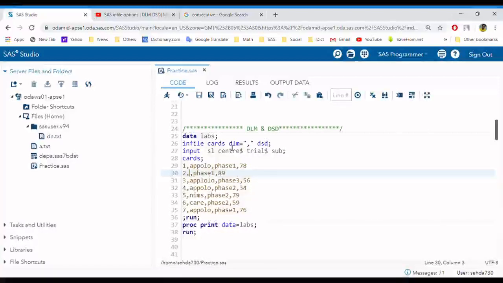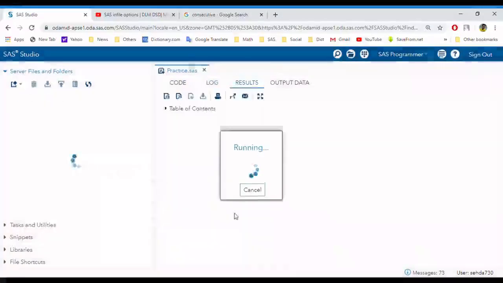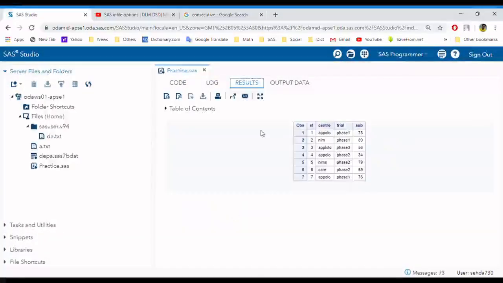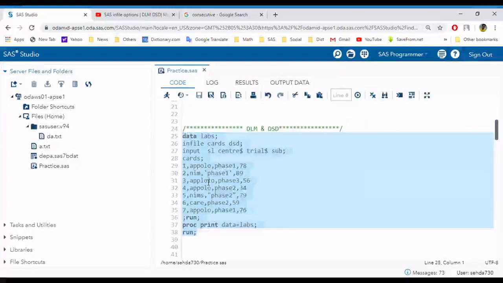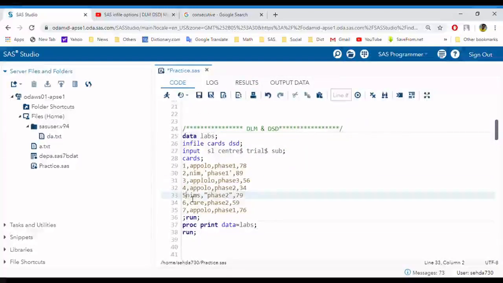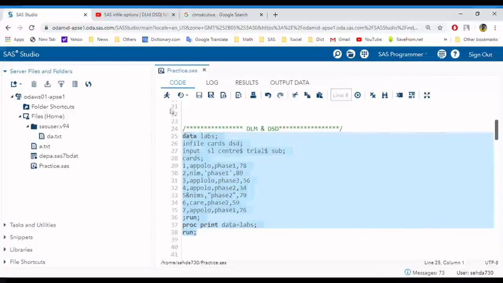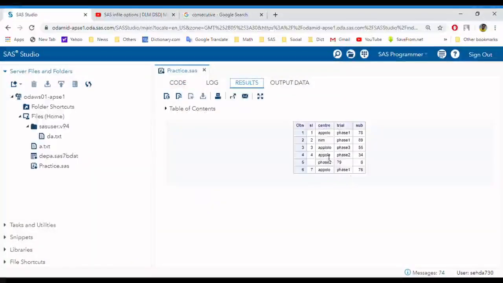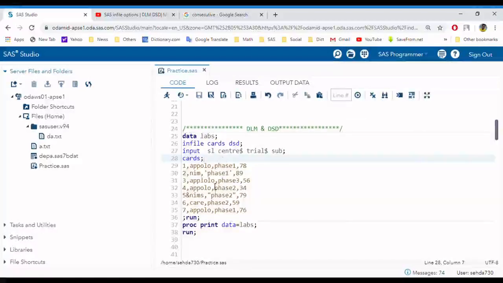So when can we use DSD without DLM? We can use that when we have only comma as a delimiter. For example, we have a comma over here, name. Will DSD be able to understand that comma is considered as a delimiter? Let's see. Yes, it's able to understand that.